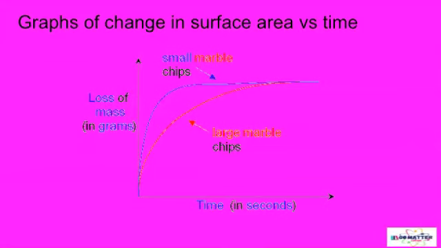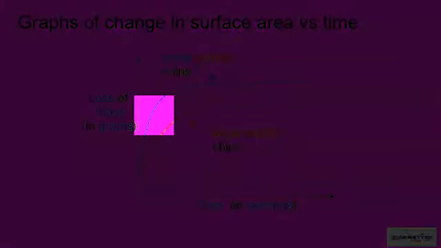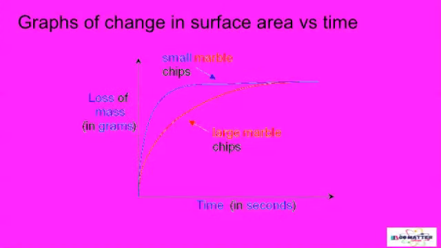Graph of change in surface area against time. Both small marble chips and the large marble chips have equal mass. The smaller chips have greater surface area, hence greater rate of reaction, as shown by the greater slope of the tangent at the same time. And since the initial amount of both chips are the same, the small chips will go to completion before the large chips, but the amount of the product will be the same at the end of the reaction.